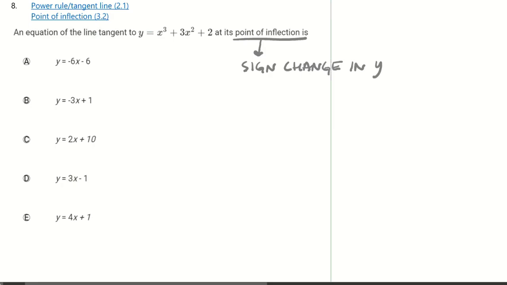Not a 0 of y double prime. Oftentimes these do happen at places where y double prime is equal to 0, but it's not a 0 of y double prime. It's a sign change of y double prime. It's a point of inflection.